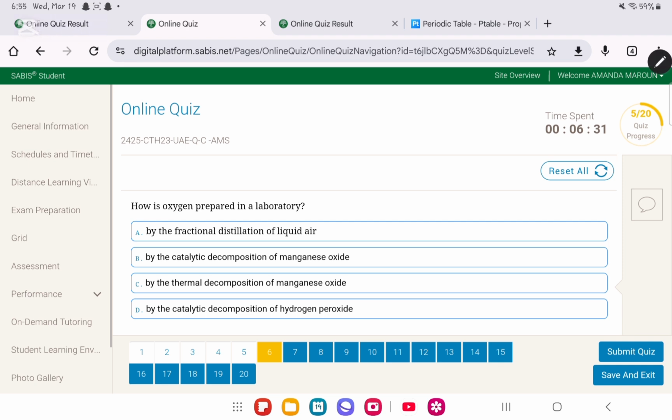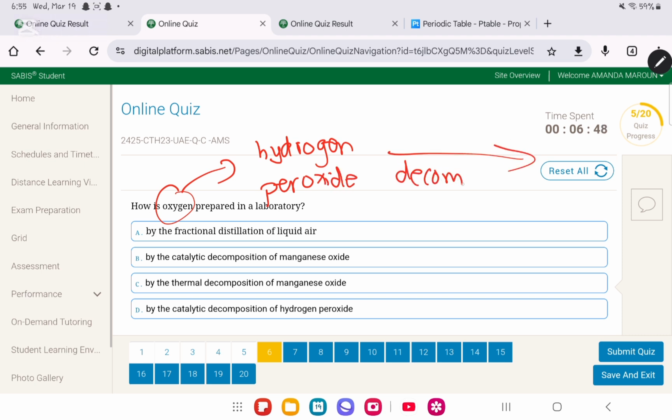Okay. For question number 6, how is oxygen prepared in a laboratory? How do you prepare oxygen in a laboratory? Very simply, you're going to take hydrogen peroxide. Okay, it is going to decompose and it's going to give us two products, which is water, H2O, and oxygen, O2. So keep in mind, hydrogen peroxide will decompose to give us H2O plus O2. So it will decompose to give us water plus oxygen.